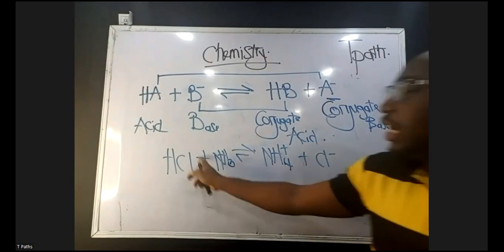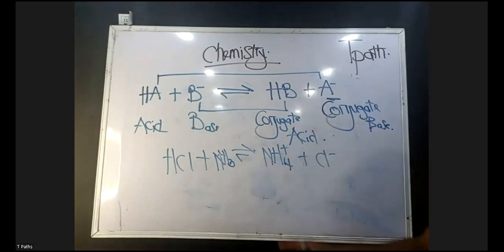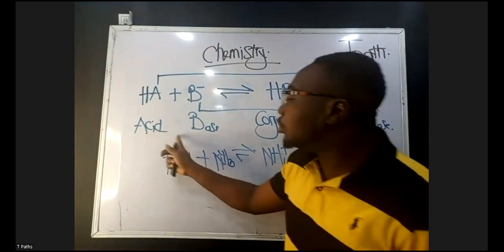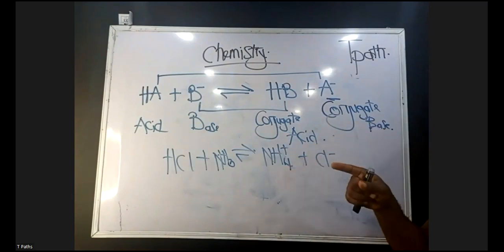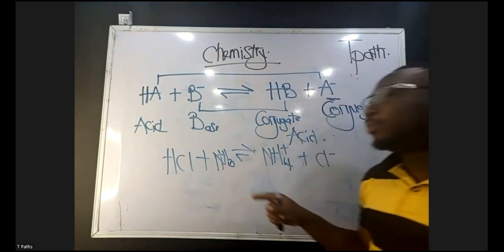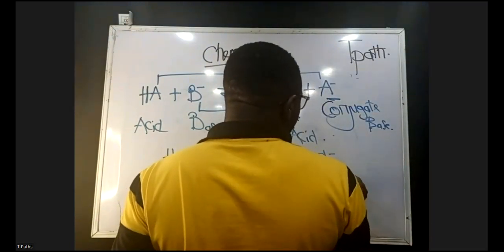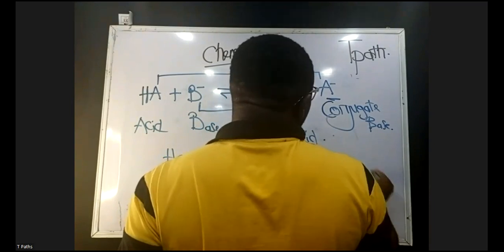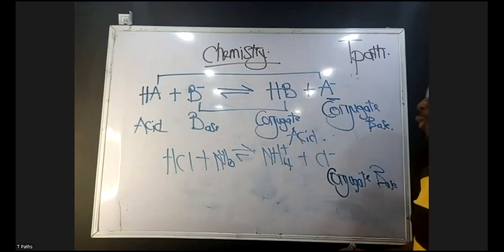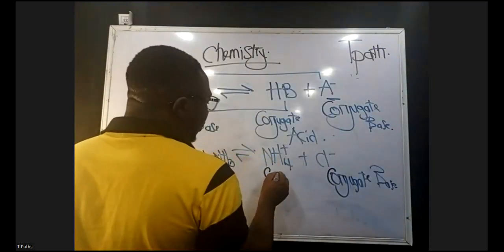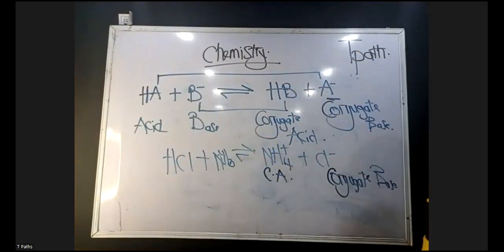So we can see that HCl is donating a proton. NH3 is accepting the proton. But what happens afterwards? When HCl donates a proton, it forms Cl minus. So HCl is an acid. An acid donates a proton to form a conjugate base. And NH3 accepts that proton to form a conjugate acid. Conjugate acid, conjugate base.